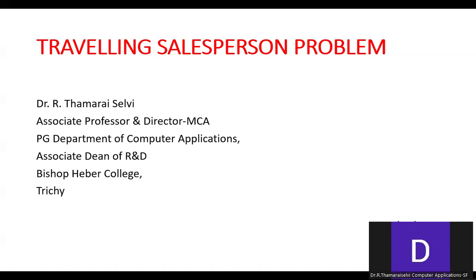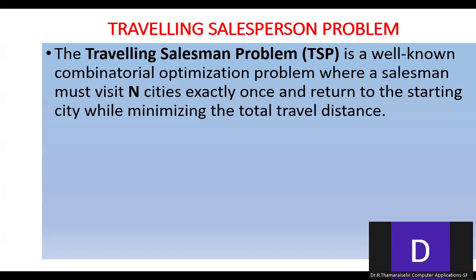In this video, we are going to see the traveling salesman problem. This is an important topic in the data structures and algorithms paper. So, let us discuss this traveling salesman problem. What is the traveling salesman problem? It is a well-known combinatorial optimization problem where a salesman must visit n cities exactly once and return to the starting city while minimizing the total travel distance.